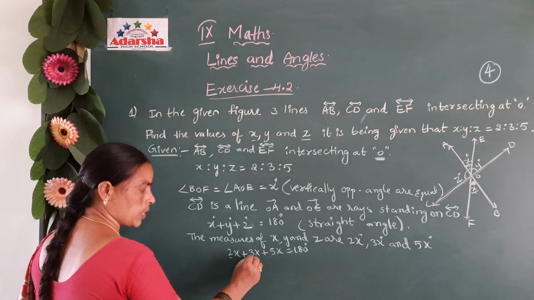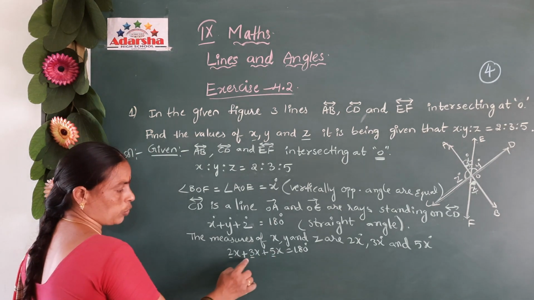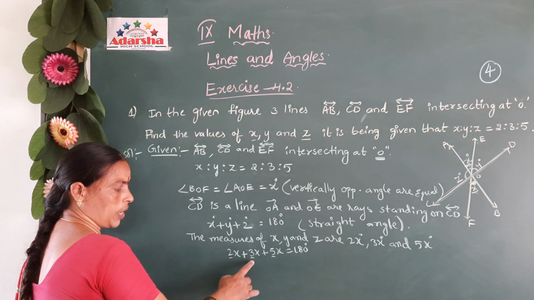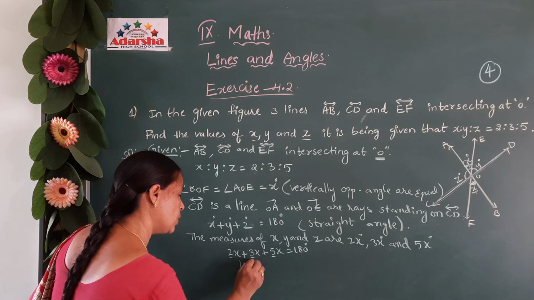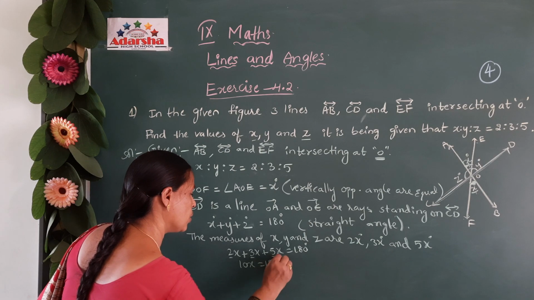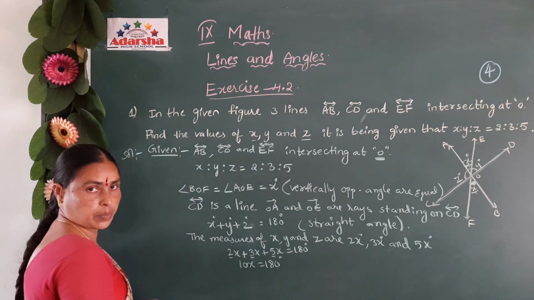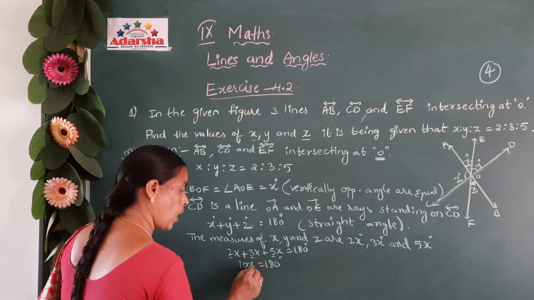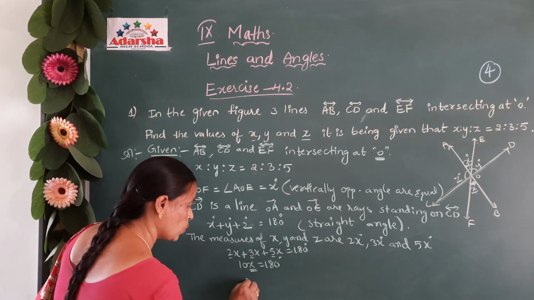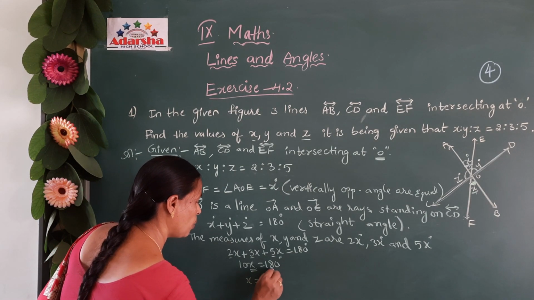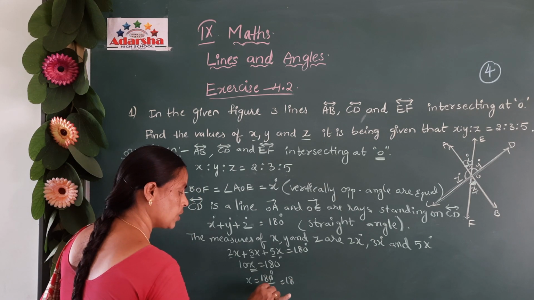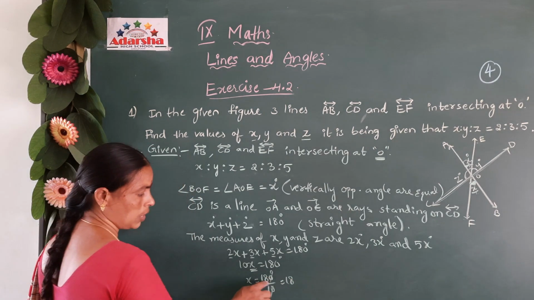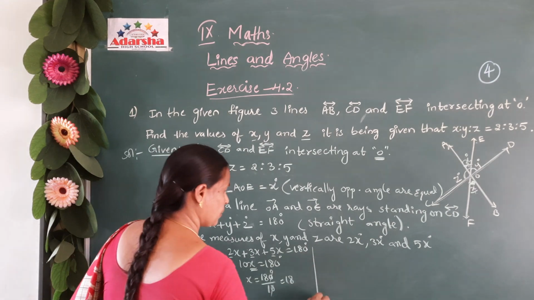2x plus 3x plus 5x, you have to add the constants. 2 plus 3 is 5, 5 plus 5 is 10x, is equal to 180 degrees. So 10x means 10 into x. We have to find the variable x. So x is equal to 180 by 10, that is equal to 18. Zero in numerator and denominator gets cancelled. So x is equal to 18.